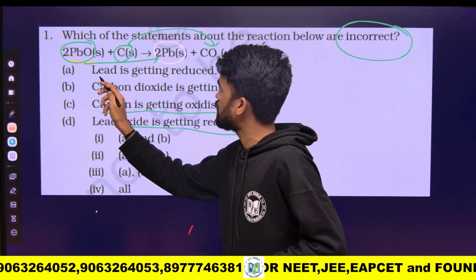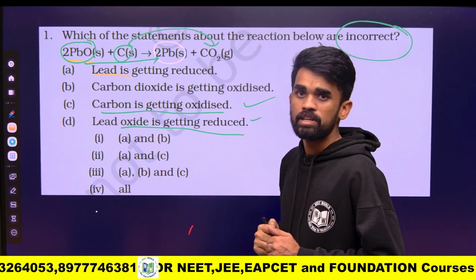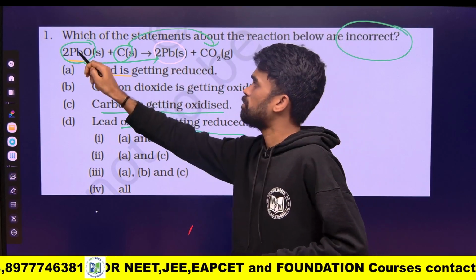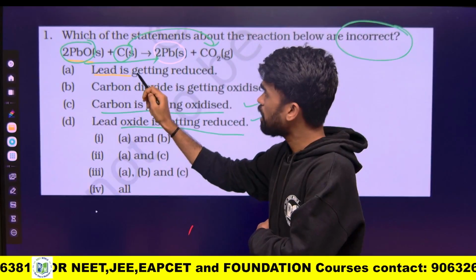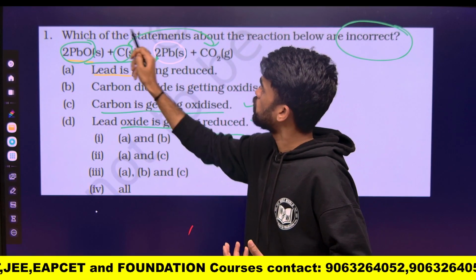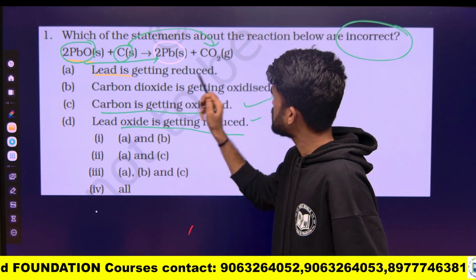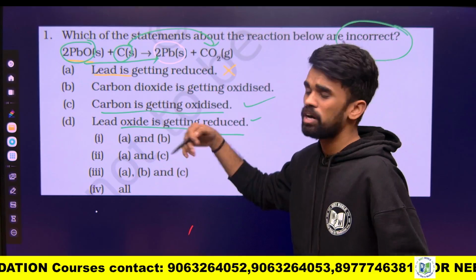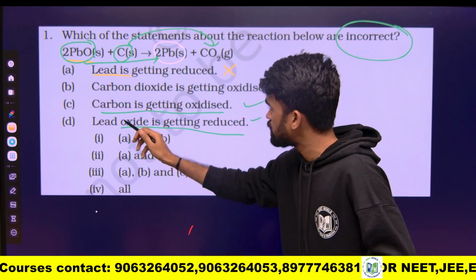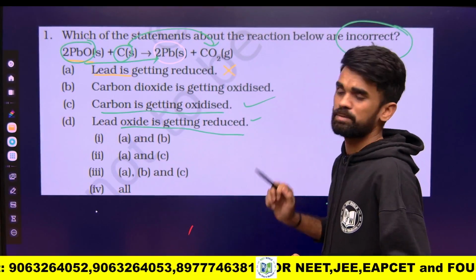Where in the first option they say lead is getting reduced, is it really getting reduced? Lead is forming from lead oxide, so lead is not getting reduced here. Lead remains as it is. If we go in the reverse manner, it is getting oxidized. So the first statement is incorrect. Lead oxide is getting reduced to lead, right? So the first statement is incorrect, the last statement is correct.